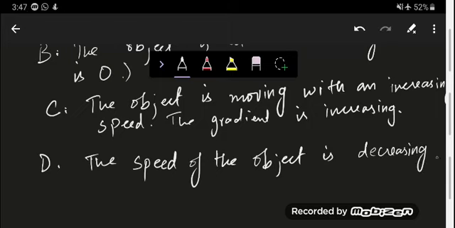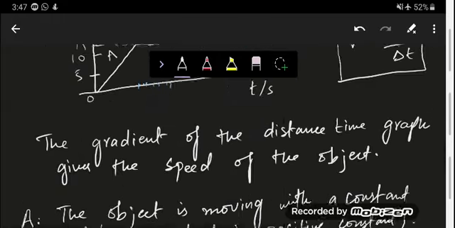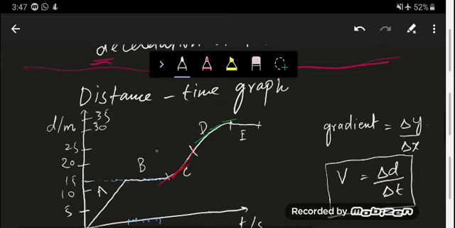The speed of the object is decreasing. Why? Because the gradient is decreasing. But this is not negative. The gradient is decreasing. And one more important thing that you can see here is that although the speed is decreasing, the distance is increasing. You see, the distance is still increasing.